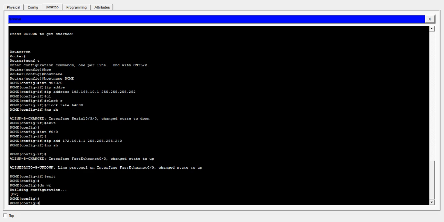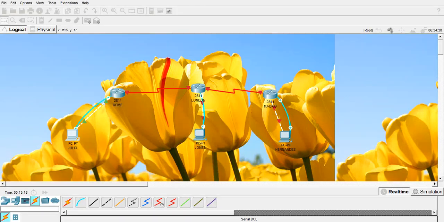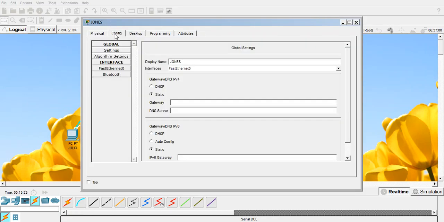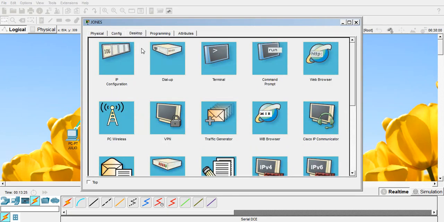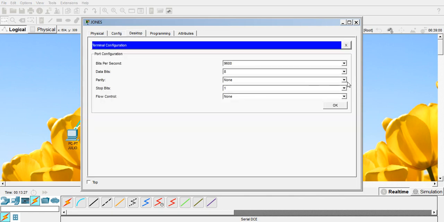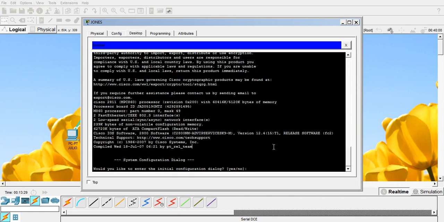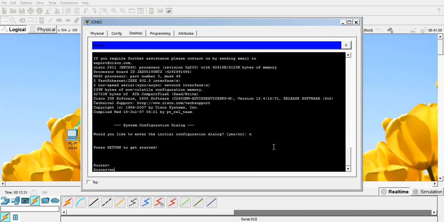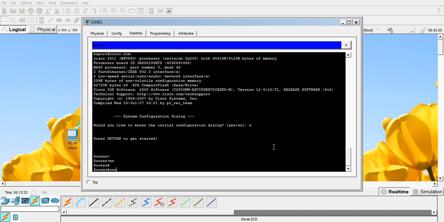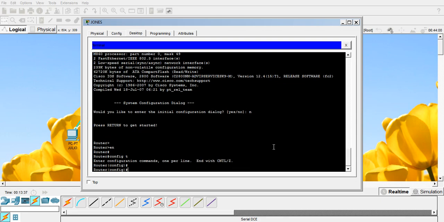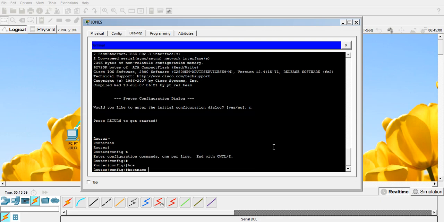Before implementing my RIP, I just have to save and let me finish the basic configuration first. I'll log into this router via the host as usual. Answer no to this question. Proceed to the global configuration mode. Give it a host name. Hostname London.